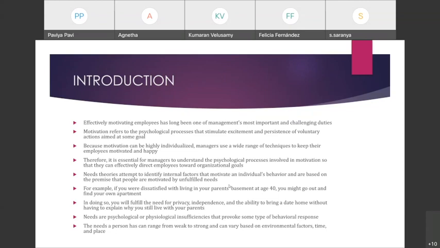In the same way, let's say you are working in an organization, you are in the same position for the past 5 years. Okay, so what is going to happen? They are not going to be interested at all. Okay, so that is the reason why you need to give motivation to these particular people.